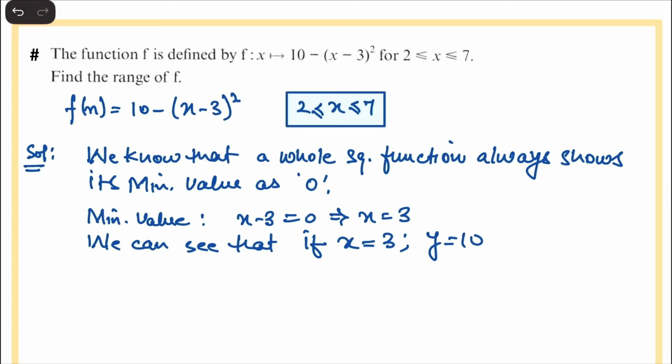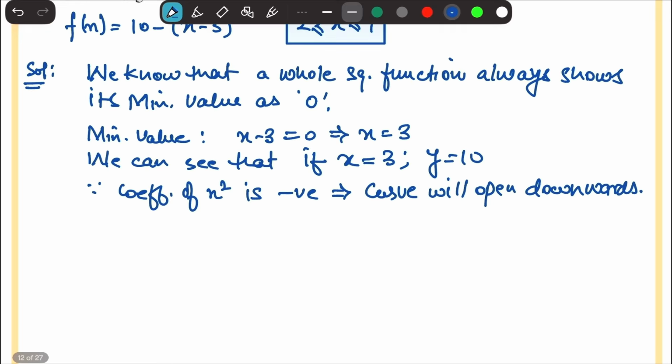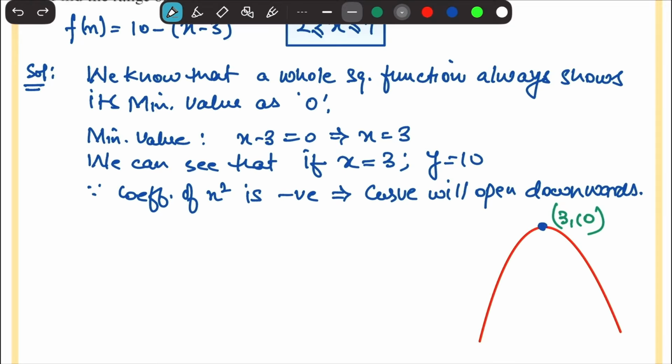Okay, and since the coefficient of x square is negative, it implies that the curve will open downwards. Okay, so with this information, if I try to draw the graph, I'm going to get the shape like this. And of course, the vertex of this particular curve is going to be 3 comma 10. Okay, yes, so the vertex point is 3 comma 10.